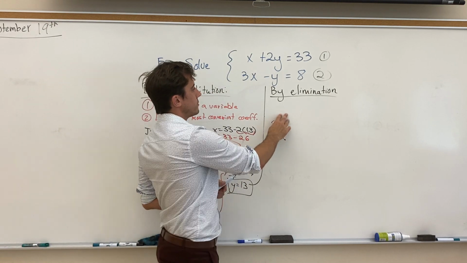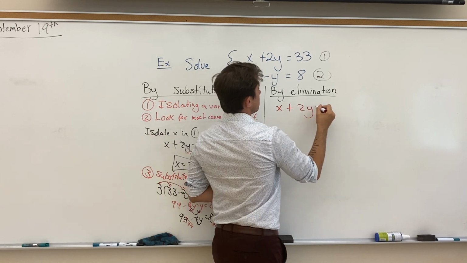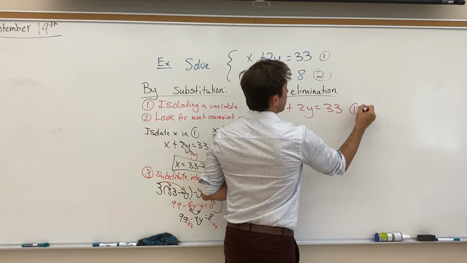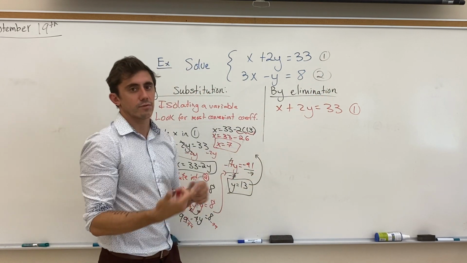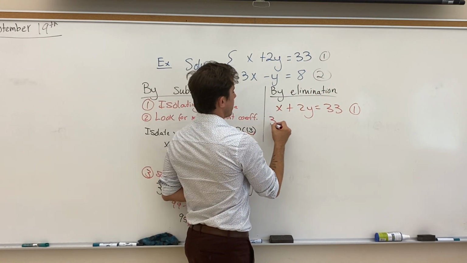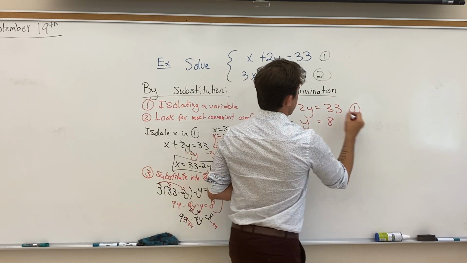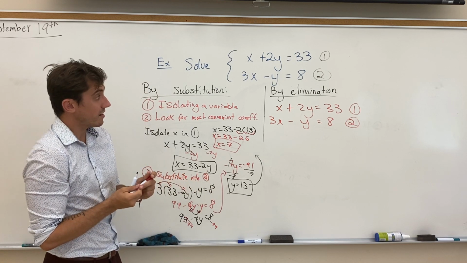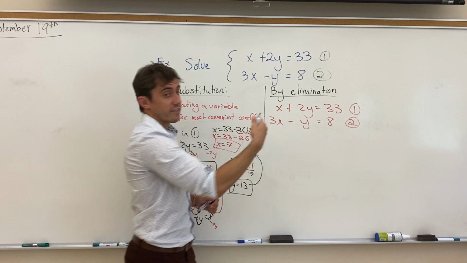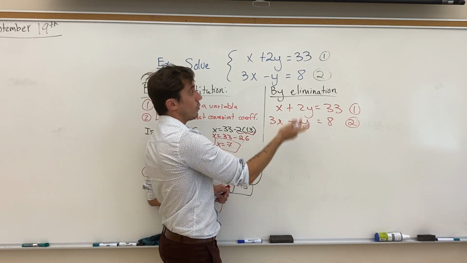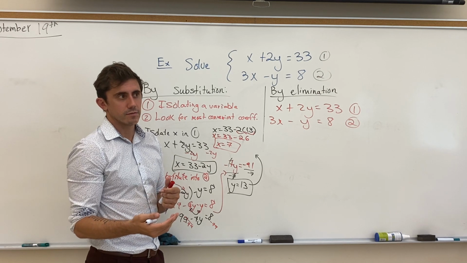So when we do elimination, we're going to start off by writing the two equations stacked on top of one another, and this is where you'll really see the convenience of numbering them so that we can easily reference them in the process. And we'll have 3x minus y is equal to 8. Call that equation 2. And now, like the name suggests, the idea in this process is to eliminate one of the variables so that we're left with only one variable instead of two to solve for. And then we can do that much easier.